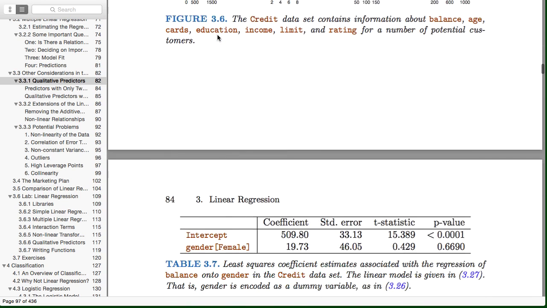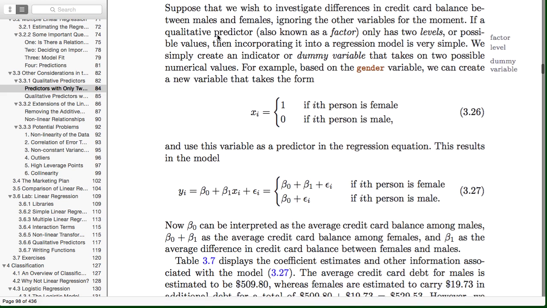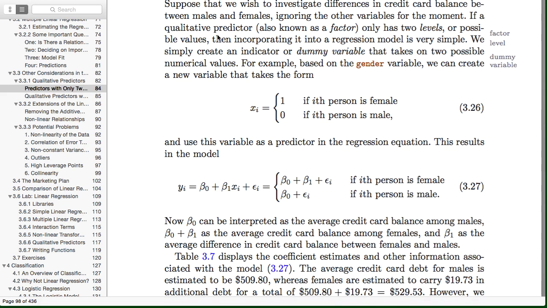So let's take a quick look at gender first. The way that we're going to deal with this qualitative variable is to encode it as a 1 in one case and a 0 in the other case. So this is an example of a binary variable, or a variable with 2 levels. And the 2 levels are male and female. We're just going to arbitrarily choose 1 to mean female and 0 to mean male. It doesn't matter which one we choose for which thing.